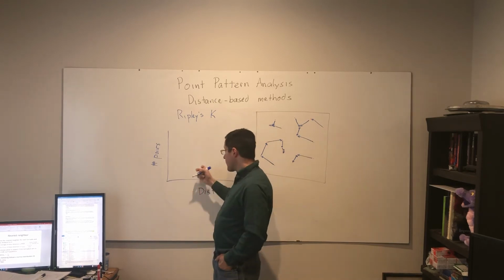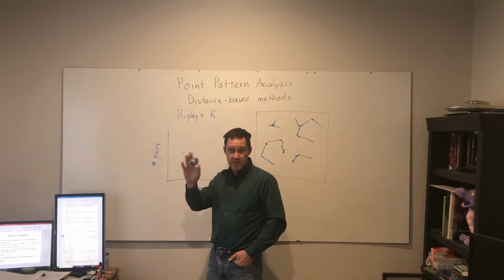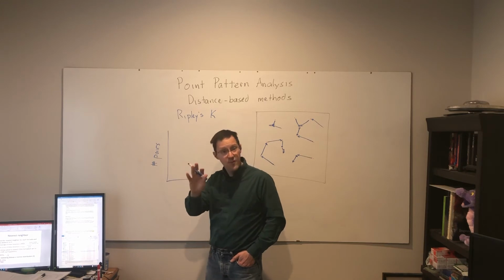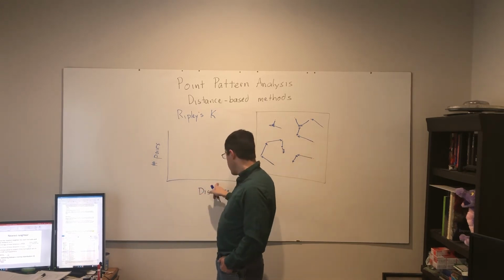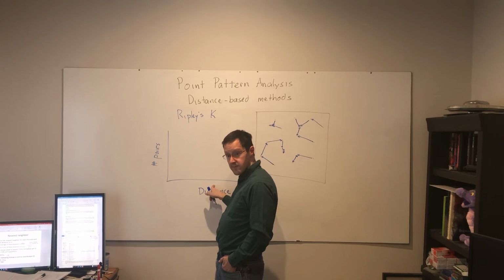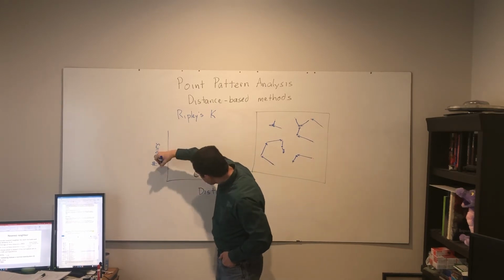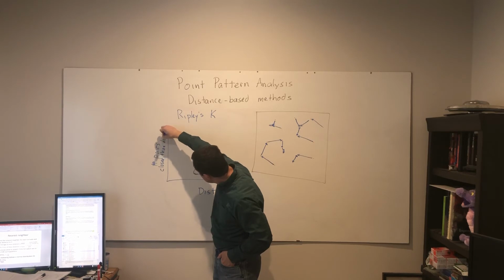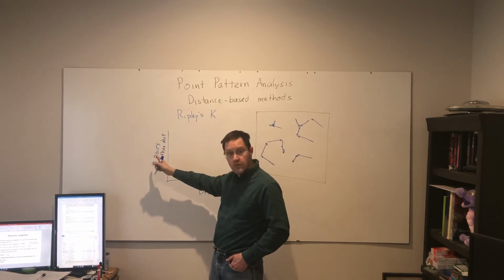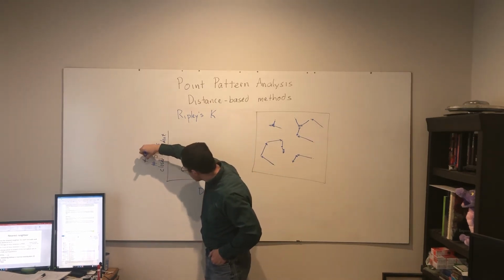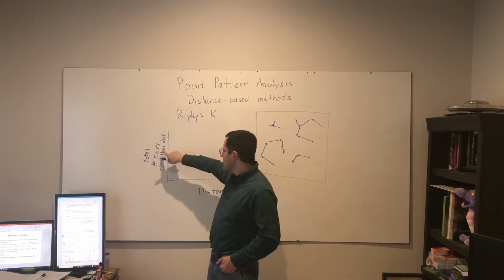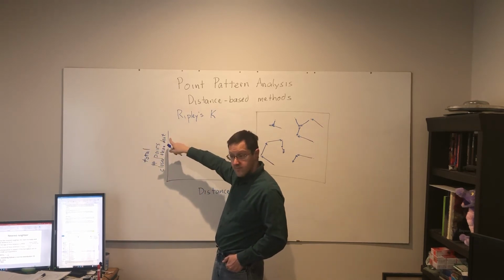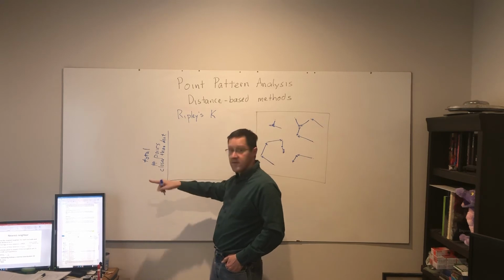So at first glance, this might remind you a bit of the semivariogram. It's not quite. But we do have the distance between each pair of points here, and the number of pairs, the total number of pairs, and I'll put total just to be very clear, closer than that distance. This is going to give us a function.